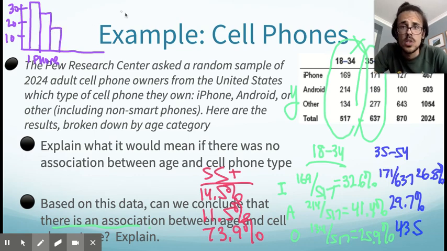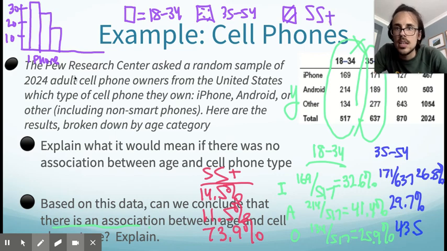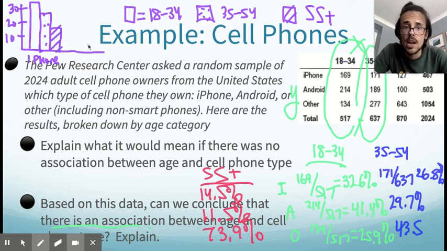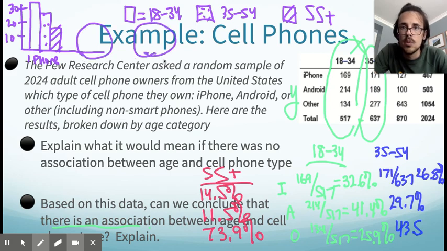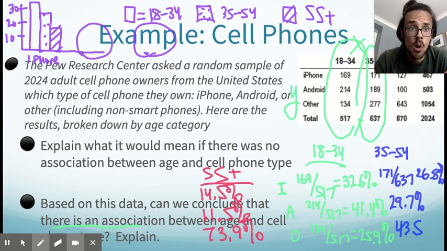But I need to distinguish these bars somehow. So I could have a little key on the side. 18 to 34 is going to be plain. I would do my 35 to 54 in polka dots. And then I would do stripes for my 55 plus. So you have a little key like that. This is my polka dots. And then I would do stripes. So they can ask you to graph a conditional distribution. I did that for iPhone right there. Then I would have another crew of 3 bars for my Androids and a crew of 3 for my others like that. So making graphs, making percents, all fine and good.